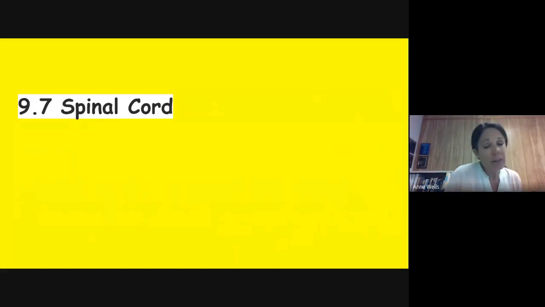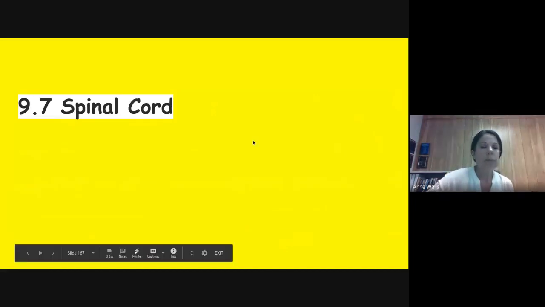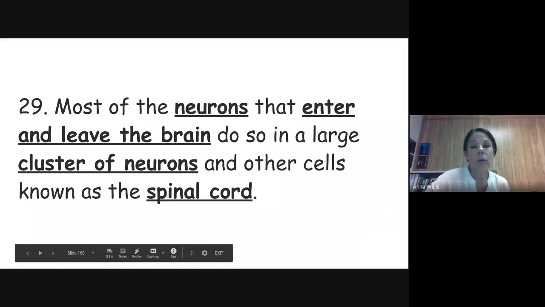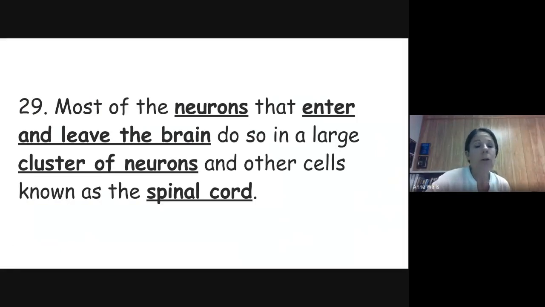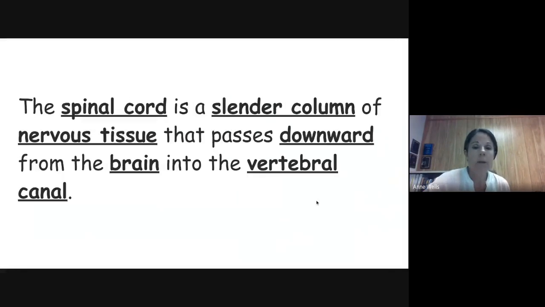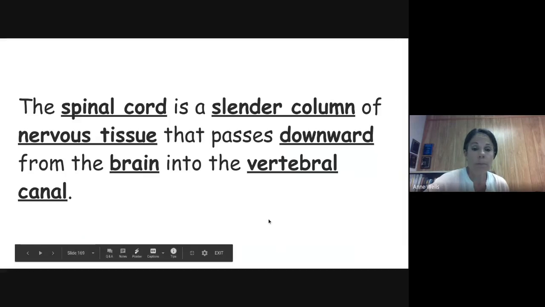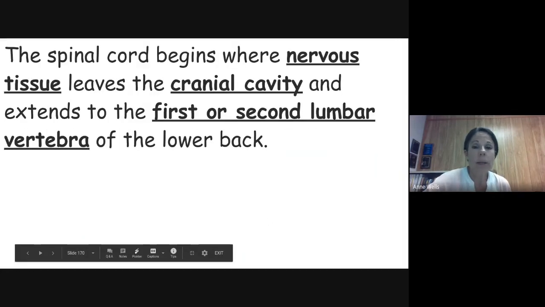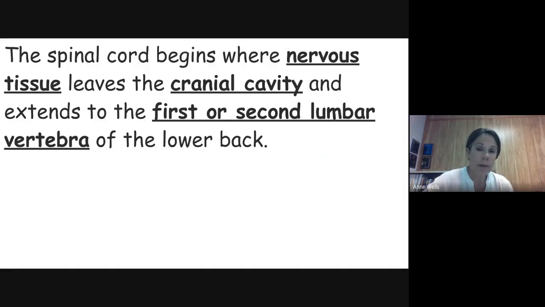We're going to go ahead. Section 9.7 is also pretty long. It's on the spinal cord. Once we get the spinal cord done, we'll be ready to hit the last one on the brain. So note number 29, most of the neurons that enter and leave the brain do so in a large cluster of neurons and other cells known as the spinal cord. The spinal cord is a slender column of nervous tissue that passes downward from the brain into the vertebral column. The spinal cord begins where nervous tissue leaves the cranial cavity and extends to the first or second lumbar vertebra of the lower back.